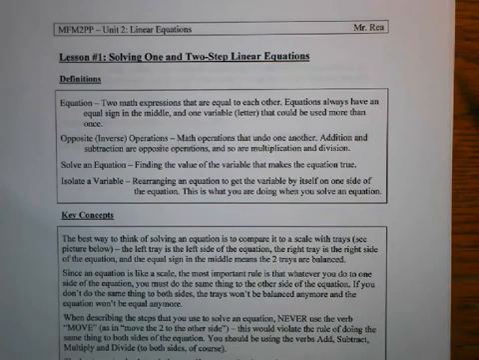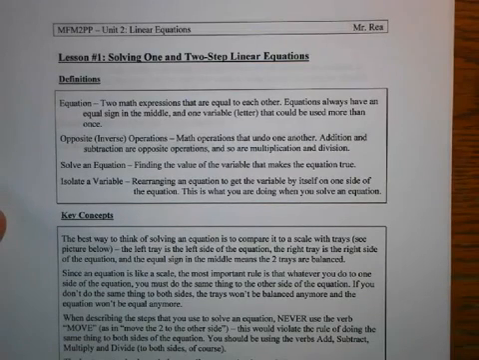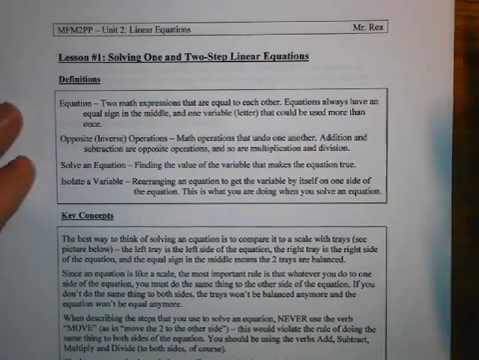Once you get to more difficult equations next year, you'll see that, well, maybe you have two solutions, maybe you have none, maybe you have one. Okay, so it gets a little more complicated. But for this year, it's always going to be one solution, which means there's only one value of x, or whatever variable we use, that makes the equation true.